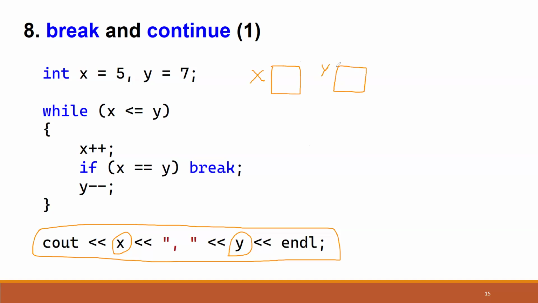Okay guys, let's talk about it together. Let me check. Yeah, 5 and 7. This is true, right? X is incremented by 1. And this is false, so break will be ignored. And Y is decremented by 1. Y becomes 6.